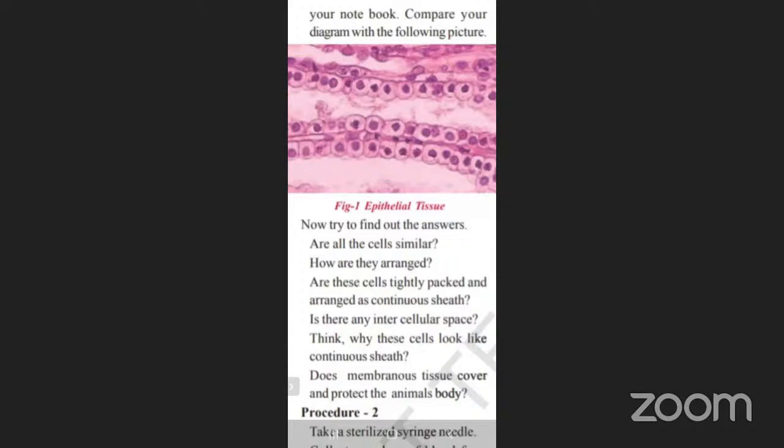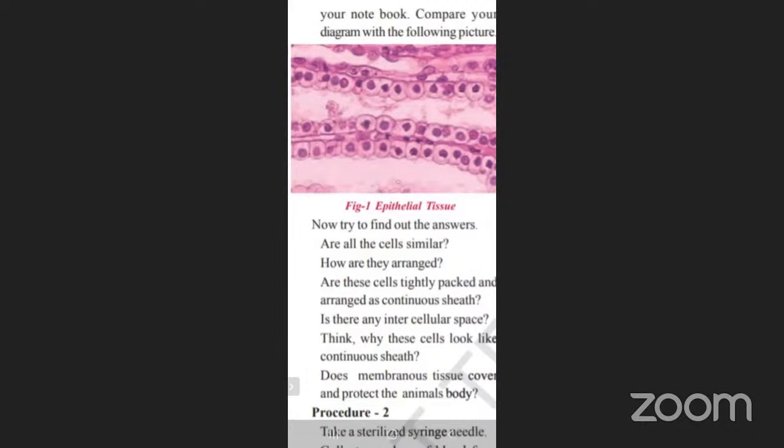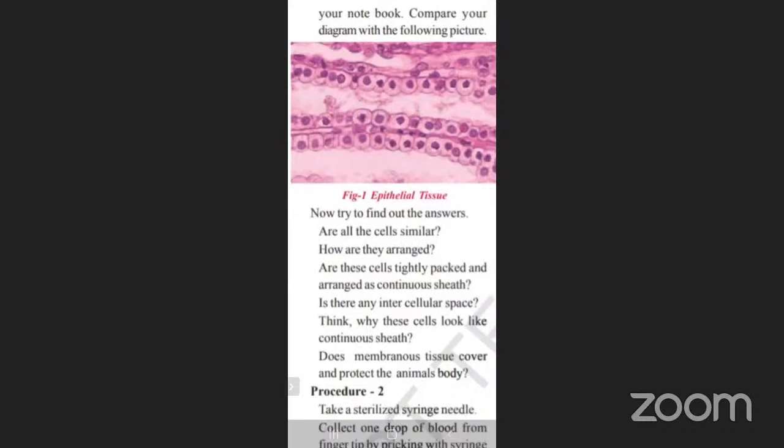This is called epithelial tissue. Epithelial tissue is the tissue that can cover and protect the inside or outside of the animal body. I repeat once again: epithelial tissue is nothing but the tissue that covers and protects the inside or outside of the animal body. That tissue is called epithelial tissue.